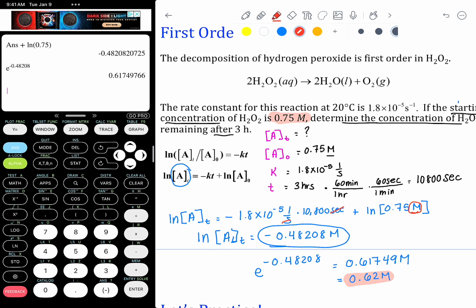So always make sure to double check your answer and say, does that number make sense? If it's higher than the initial concentration, then you did something wrong. Most likely in your signs, you're forgetting a negative somewhere, or you forgot a natural log. So just keep that in mind.